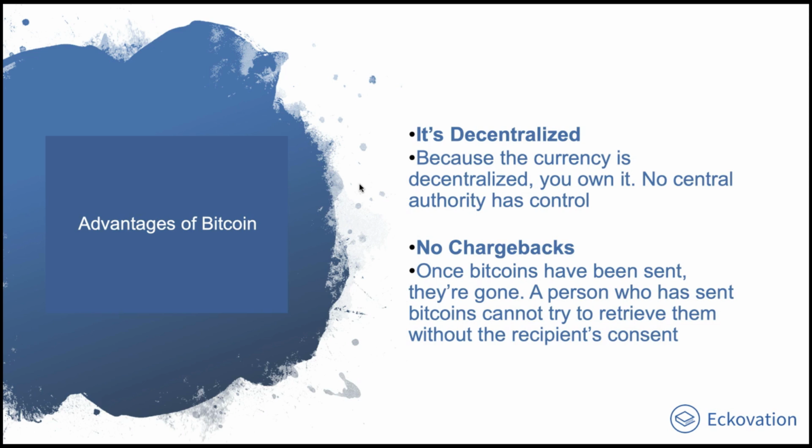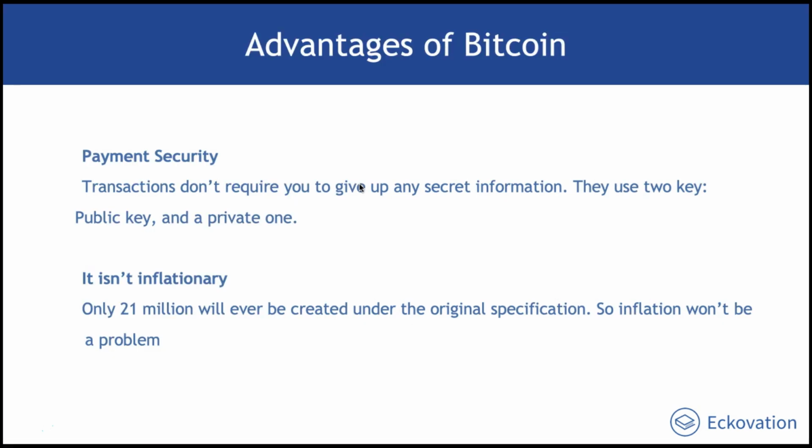Once the transaction is completed, both the sender and the receiver have an instant settlement. The receiver knows that his money or his transaction won't be reversed at any cost. It's impossible. The sender knows the transaction has been completely successful and he will get what he wanted, a delivery of goods or payment in return, whatever. For payment security, transactions don't require you to give up any secret information. They use two keys, a public key and a private key, which is part of cryptography.